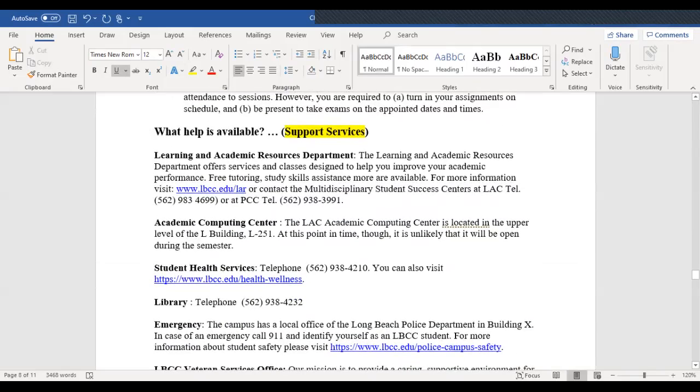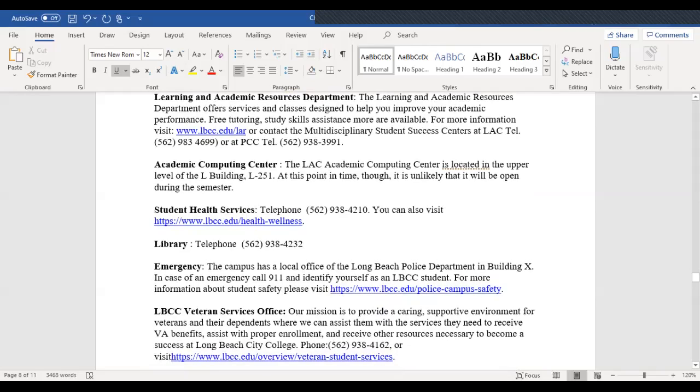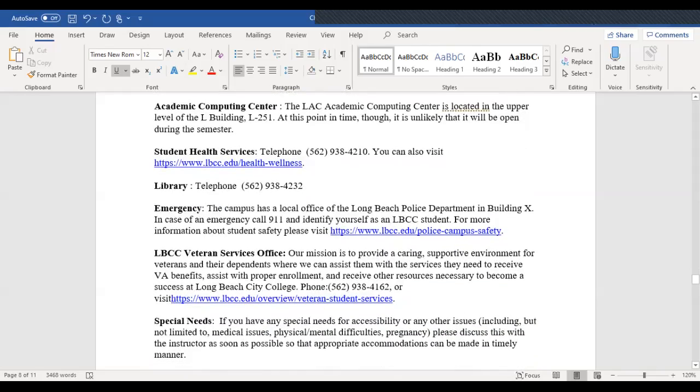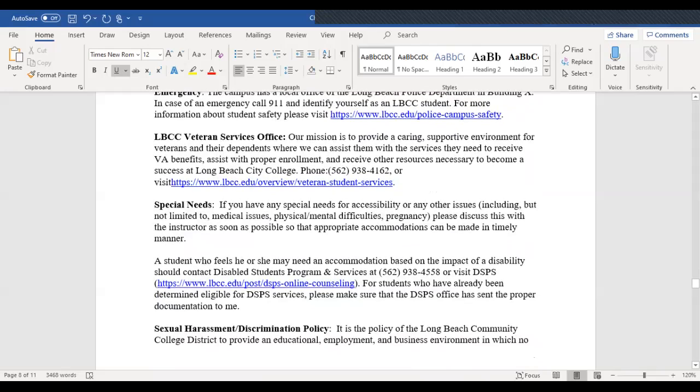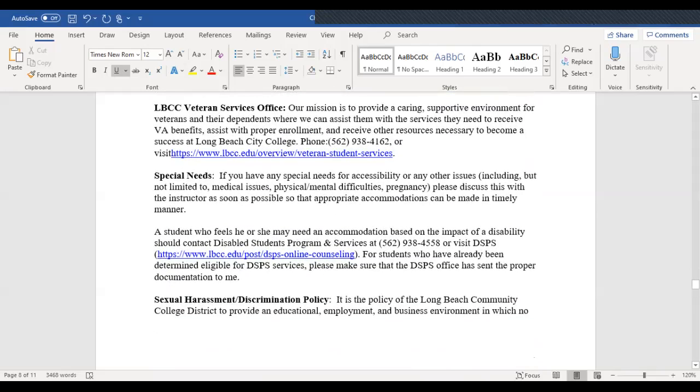Okay, another thing I want to say is Long Beach City College is committed totally, completely, deeply to the success of students. So we have a lot of support services. I want you to look at this list here. I mentioned a few of them earlier on. If you have any special needs, we do have different ways of meeting those.